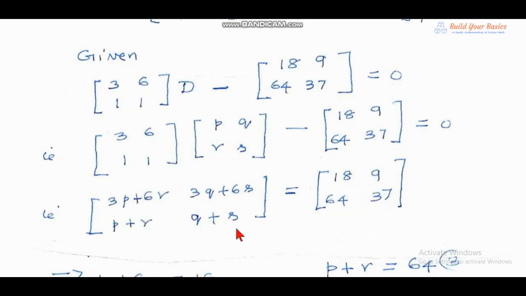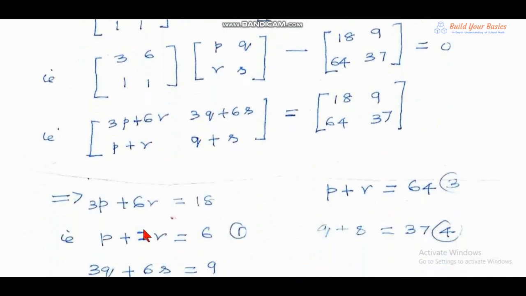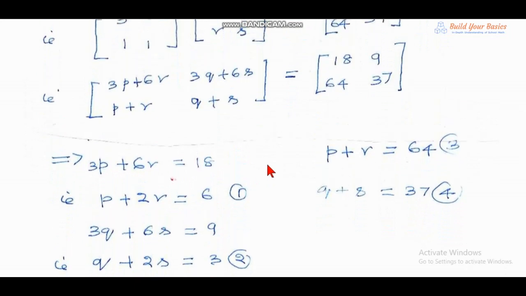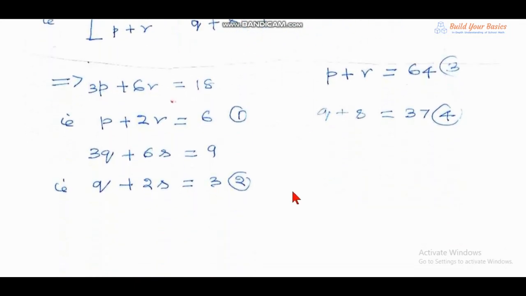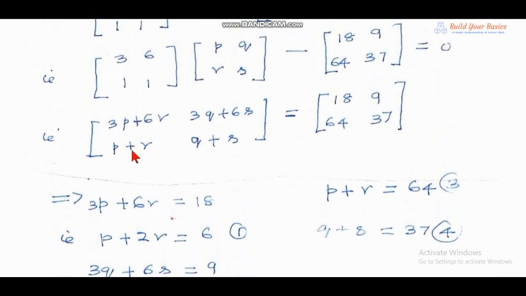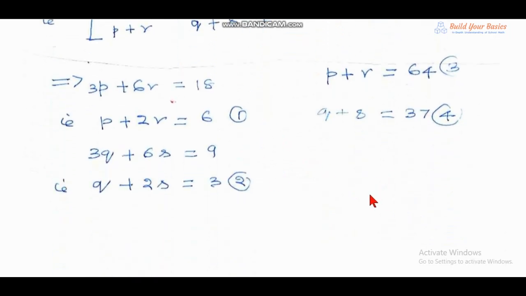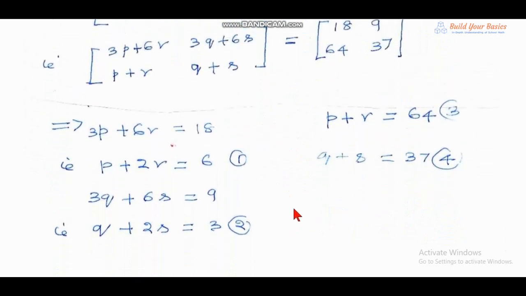The corresponding elements of the two matrices must be equal. So 3P plus 6R equal to 18. In other words, P plus 2R equal to 6, divided throughout by 3. 3Q plus 6S equal to 9. That is Q plus 2S equal to 3, divided throughout by 3. P plus R equal to 64. Equation 3. Q plus S equal to 37. So we have got 4 equations. We have to find the values of P, Q, R and S.